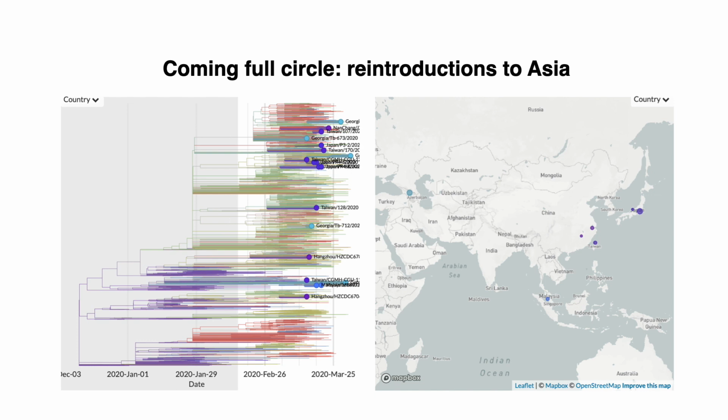In the last month, the pandemic has come full circle. Here, we see reintroductions from Europe and North America back to Asia. This resoundingly demonstrates that this pandemic is a global fight. We all must help control this virus everywhere if we hope to defeat it anywhere.